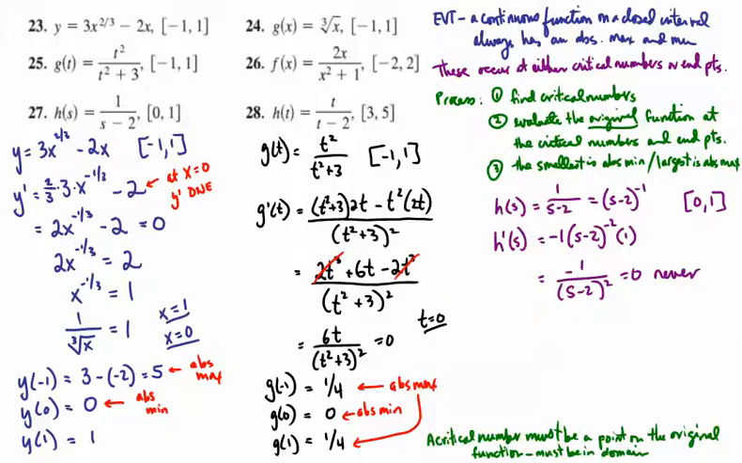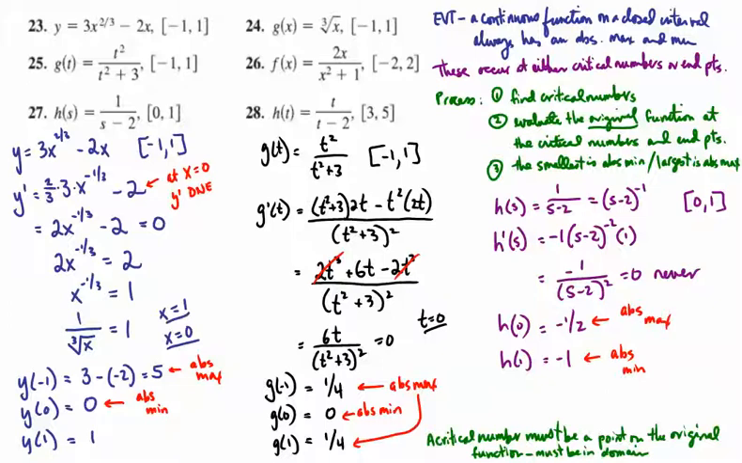Alright, so there are no critical numbers, and we only need to test this function at the two endpoints. So h of 0, h of 1. Plugging in 0, we get negative 1/2. Plugging in 1, we get negative 1. And so our absolute minimum is at negative 1, and our absolute maximum is at negative 1/2. And that does it for this.